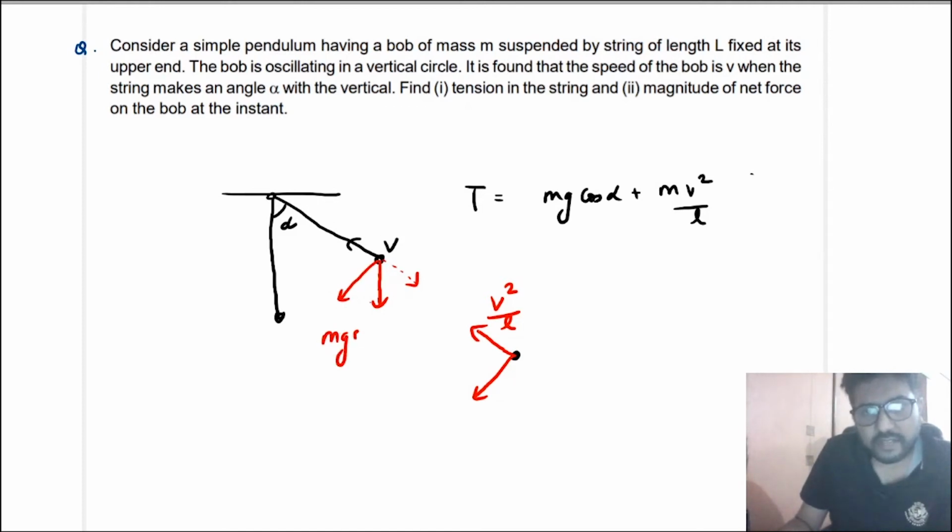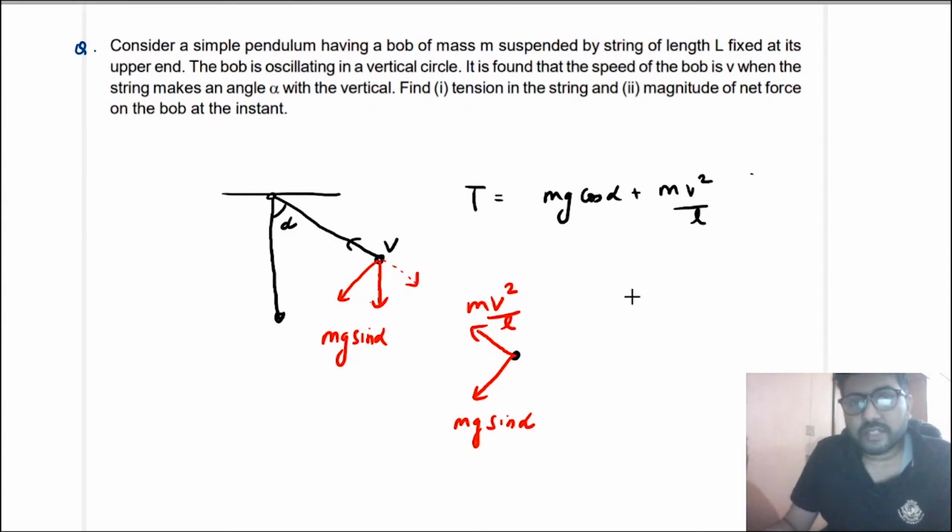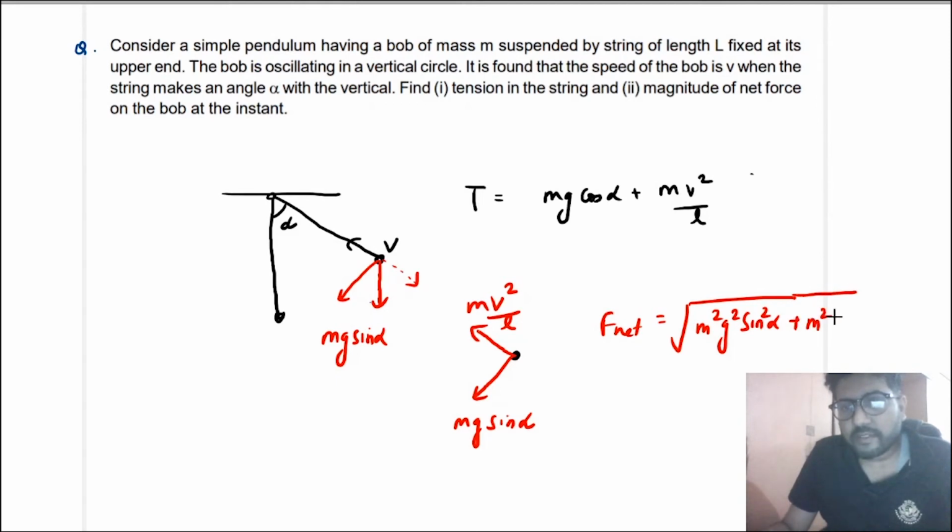So mg sin alpha is actually providing the tangential force. So this is the tangential force, that is mg sin alpha, right? And the centripetal force is mv square by L. V square by L is centripetal acceleration and mv square by L is the centripetal force. Now you need to find the resultant of these two. So the resultant of these two, that is the magnitude of net force, will be equal to under root m square g square sine square alpha plus m square v power 4 divided by L square.